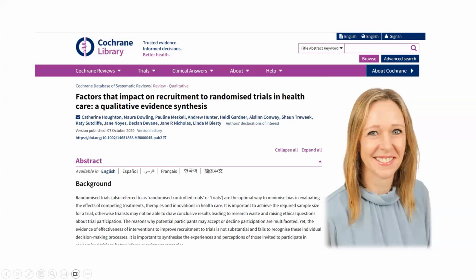Hi, my name is Catherine Houghton and I'm going to talk briefly about extracting data and coding using QSR NVivo software. I will draw on experience from a review that we published in the Cochrane Library in 2020.